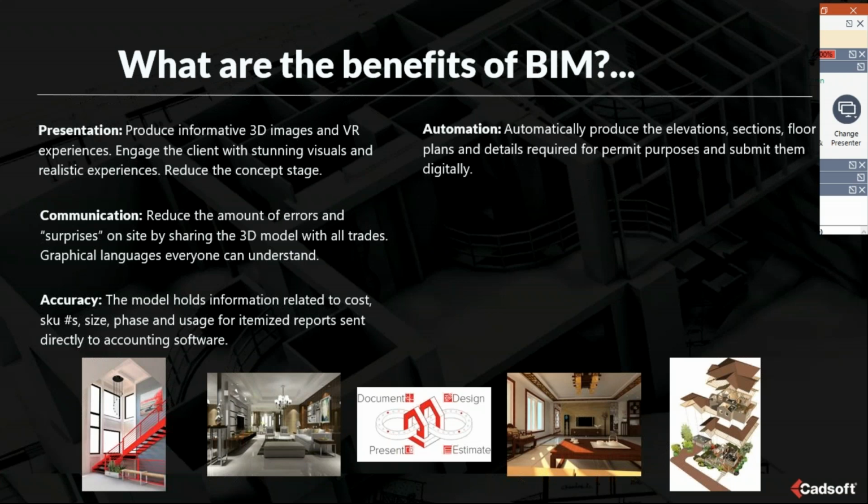Automation. Taking the information from that BIM model to automatically produce elevations, sections, floor plans, details that you're going to need for your permit purposes, and be able to submit those digitally. That's something we don't see as much in North America, the digital submission, but in other parts of the world, that's the only way that you could submit for a permit. You have to have a BIM model. If you don't submit a BIM model in Singapore or parts of the UK, you don't get a building permit. No longer do they accept paper plans. We haven't gone that far in North America yet, but we should all be ready for that as well.